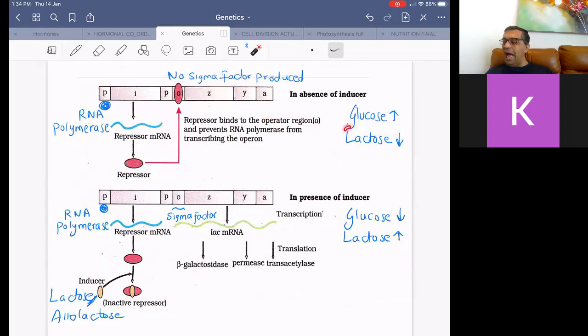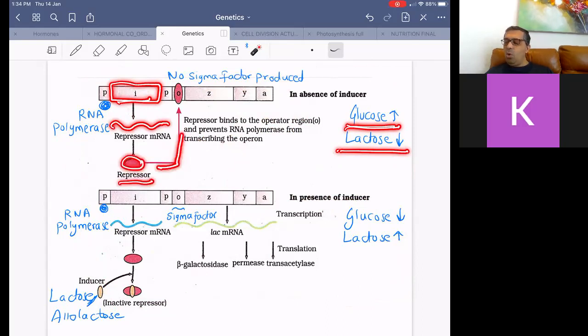When glucose is high and lactose is low. The regulatory gene undergoes transcription to form repressor mRNA. Repressor mRNA undergoes translation to form repressor protein. Repressor protein goes and binds to the operator. And operator के ऊपर repressor protein आ गया. Now repressor protein आ गया है, तो no sigma factor is produced.